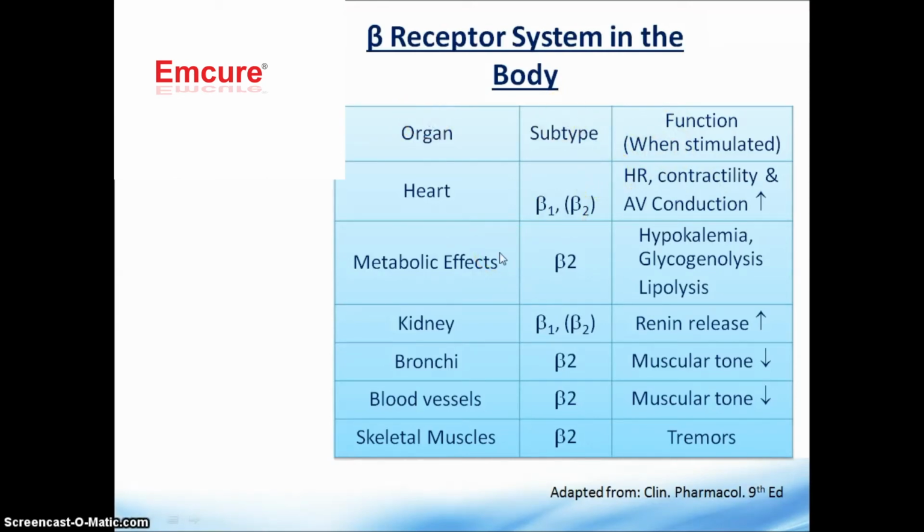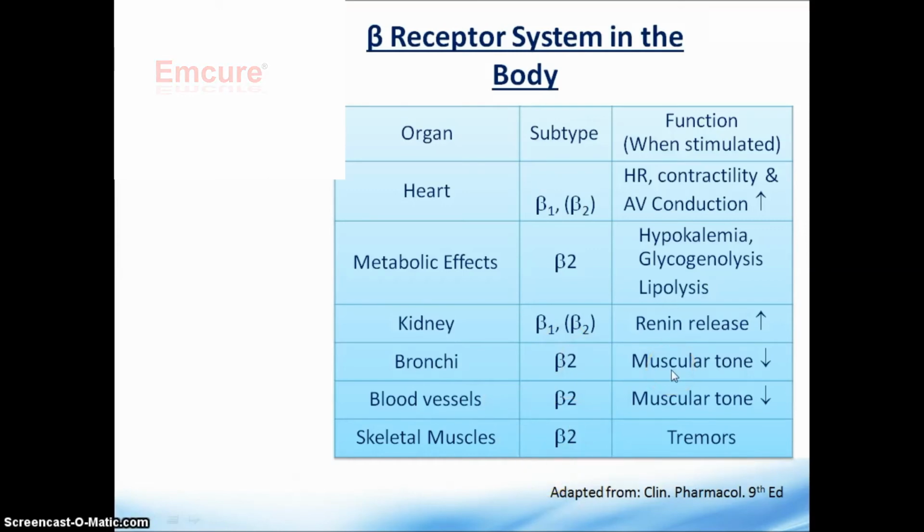Then metabolic effects, they have basically on the beta 2 receptors. They cause hypokalemia, they cause glycogenolysis, they cause lipolysis. So these are the three effects which are commonly seen after stimulation of beta 2 receptors. In kidneys they increase the renin. In the bronchi you have beta 2 receptors, in the blood vessels you have beta 2 receptors, and in the skeletal muscles you have beta 2 receptors.